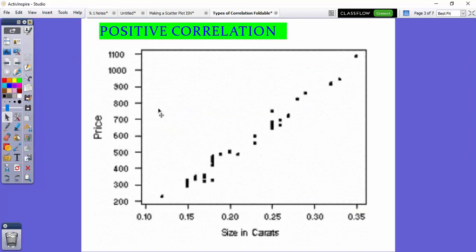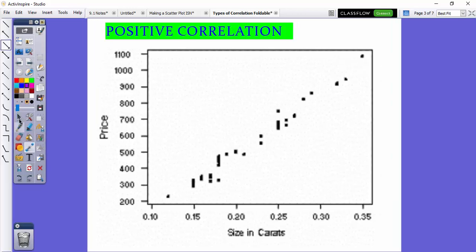In our first graph, this is an example of a positive correlation. So you can see these points are trending upwards to the right. If I were to draw a line in here to follow the pattern of data, I can see that it's going up to the right. Remember, that type of slope would have been a positive slope. So this is an example of a positive correlation.